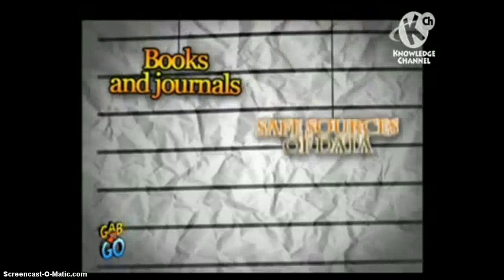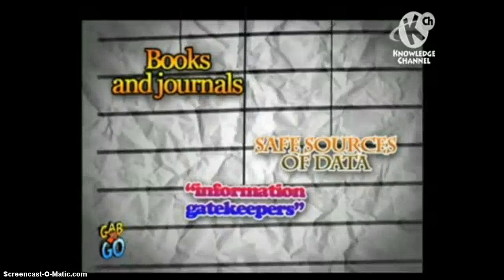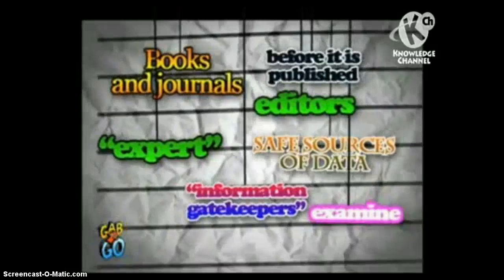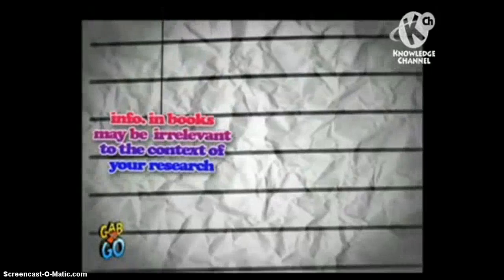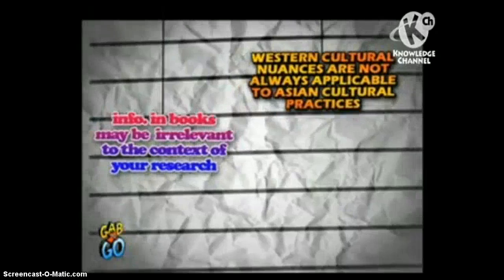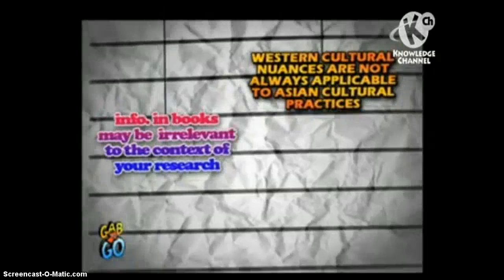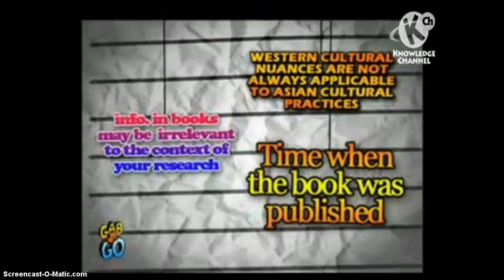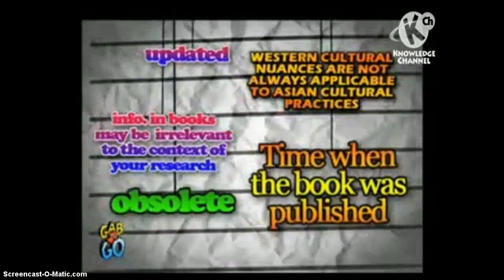Books and journals are usually safe sources of data because they have information gatekeepers. These are the editors and the expert consultants who examine a manuscript before it is published in a journal or book. Sometimes, though, information in books may be irrelevant to the context of your research. Western cultural nuances are not always applicable to Asian cultural practices, so a book published in the States may not always be relevant to a research on an ancient Philippine tribal practice. Also, take note of the time when the book was published. It may be obsolete, or the information given may have been updated by more recently published books.